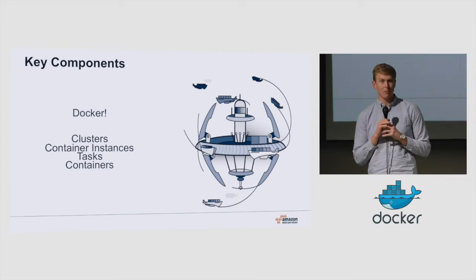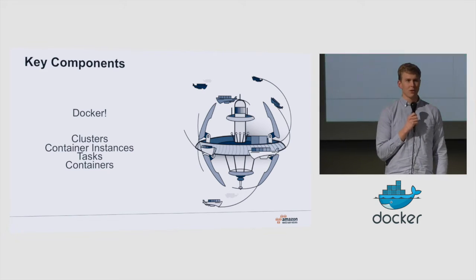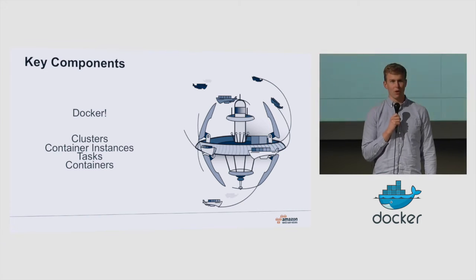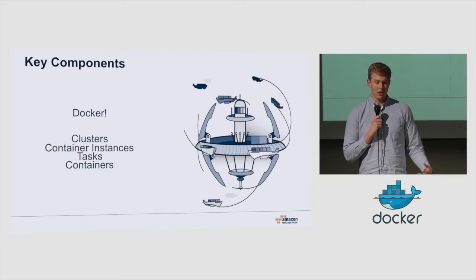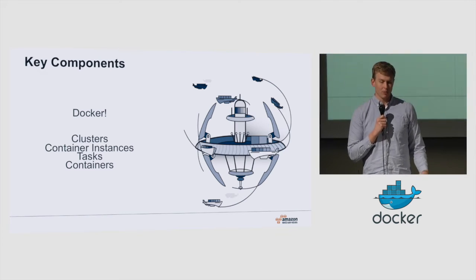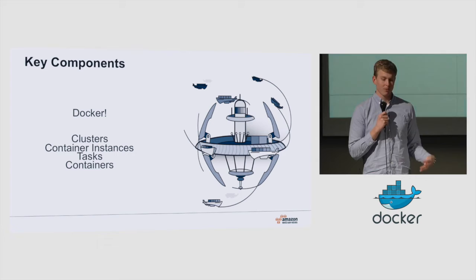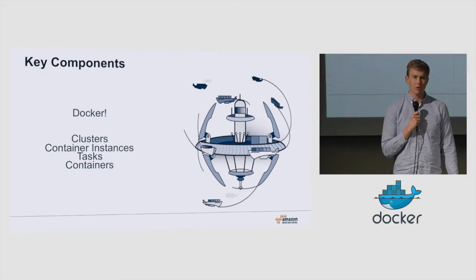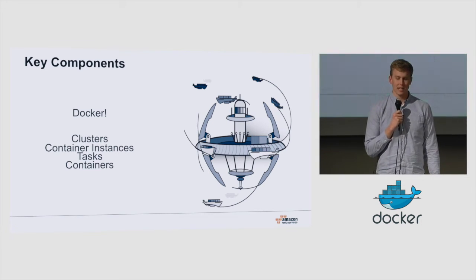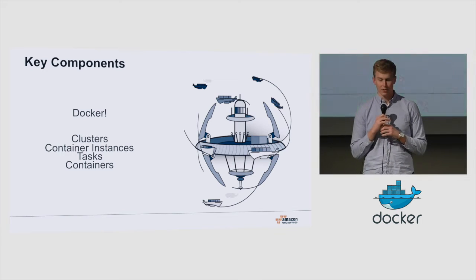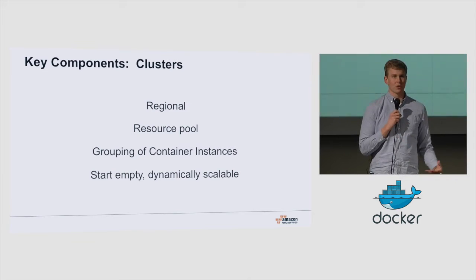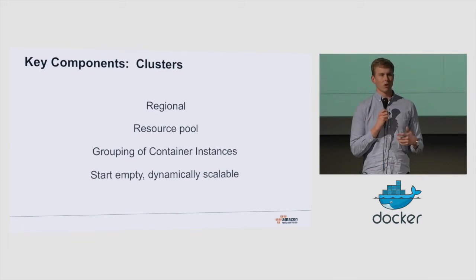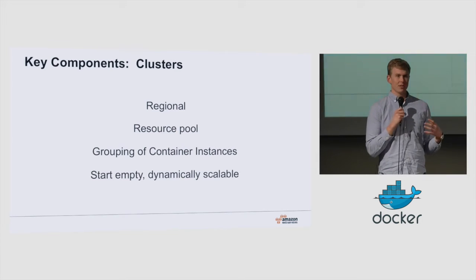So key components. We start off with Docker as our base runtime, so everything that you run in EC2 container service is a Docker image. Above that layer, we have four new concepts that we have defined: clusters, container instances, tasks, and containers. To start with the first one, clusters are a regional concept. You'll create one or more clusters per EC2 region, and this is your resource pool.